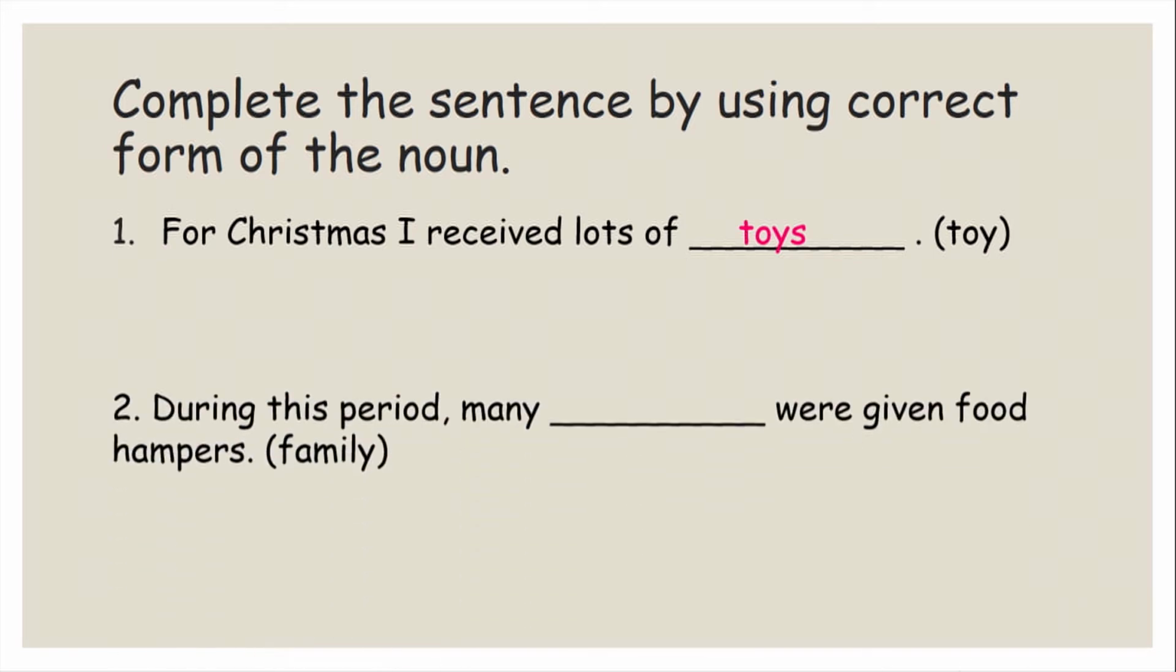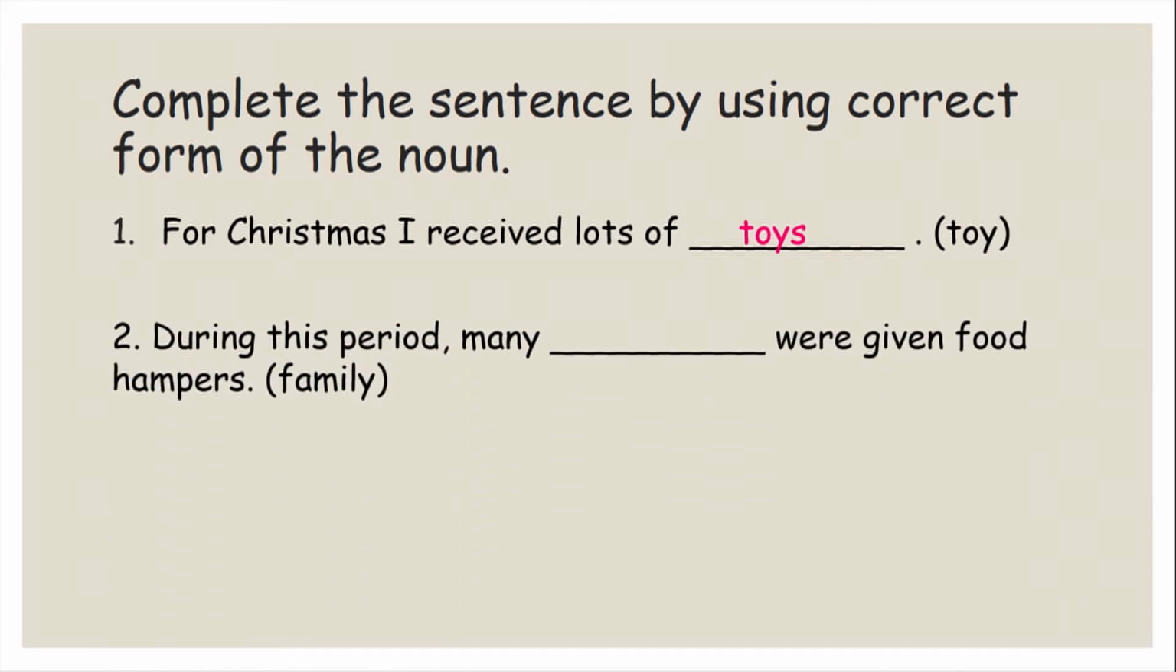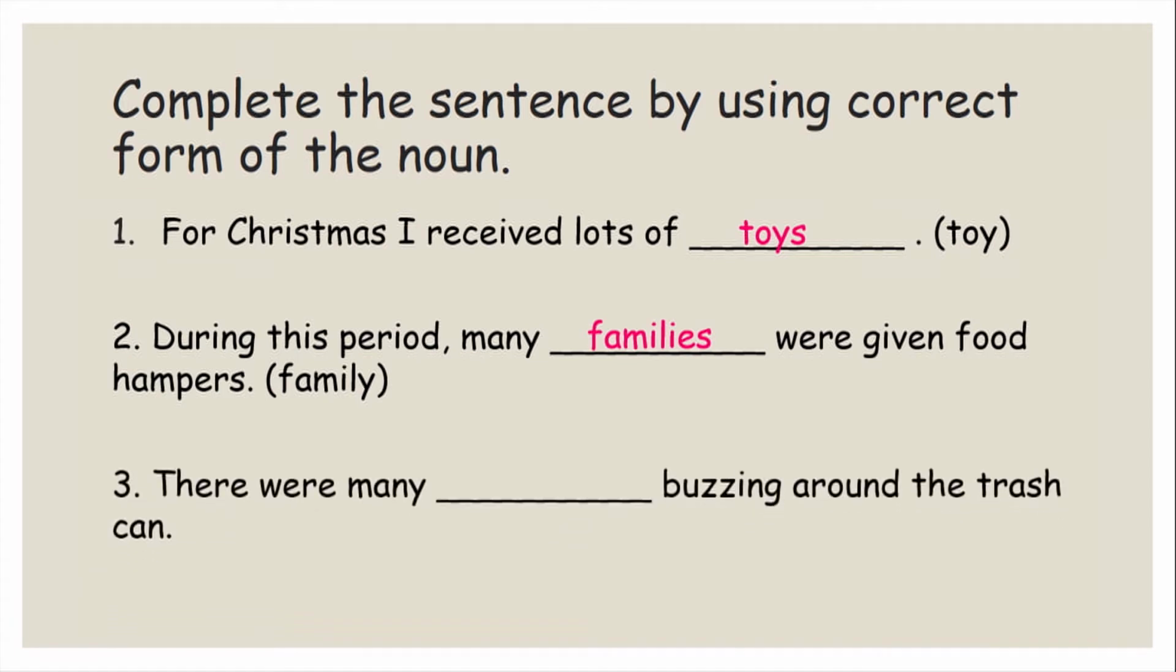Good job. Number 2: during this period, many families were given food hampers. So let's look at the word family. Family ends with y, but the letter before it is an l, which is a consonant. So how do we change family to plural? What do we do with the y? Yes, we change the y to an i and add es. Good job. There were many flies buzzing around the trash can.